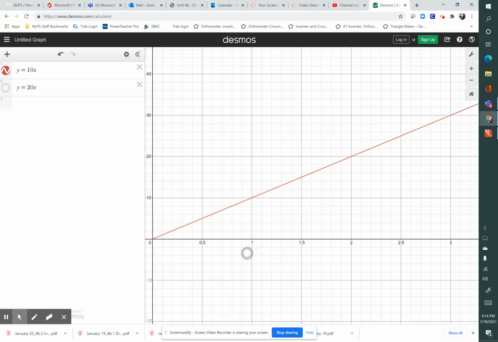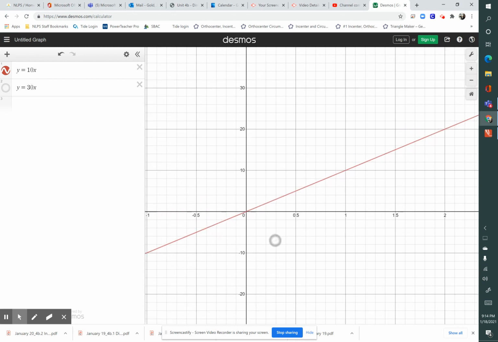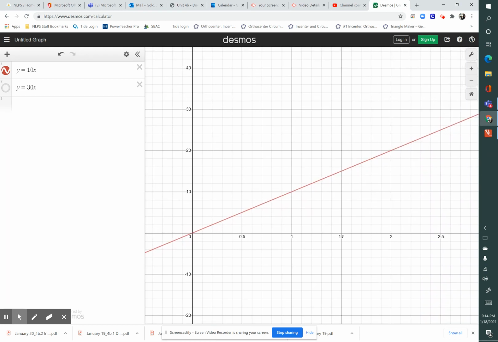So this is a direct variation graph. Now, I'm not showing you the negative side of the graph because in this particular case, earning money, that would be inappropriate. You're not going to earn negative dollars.